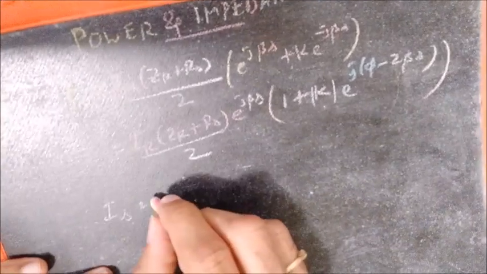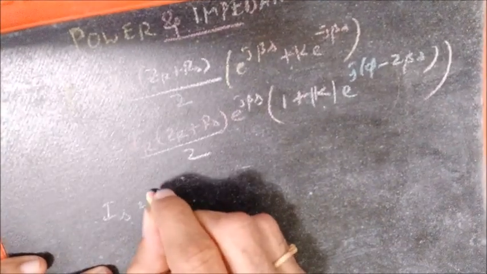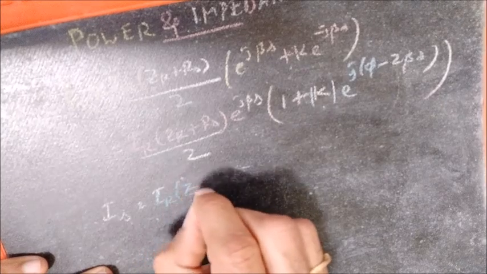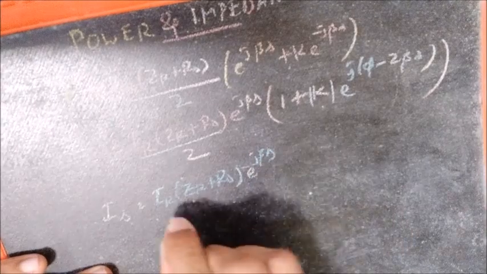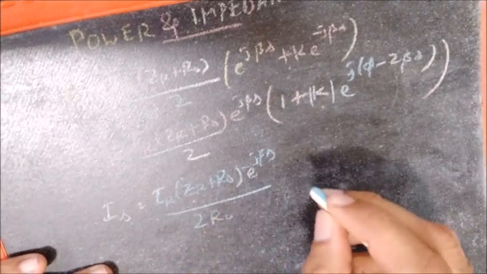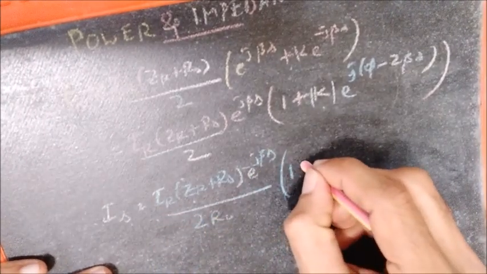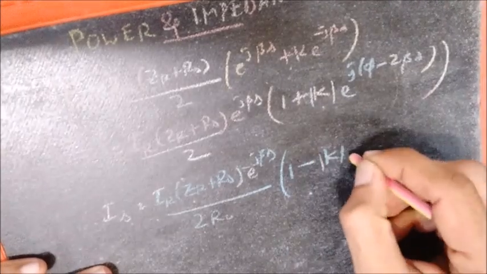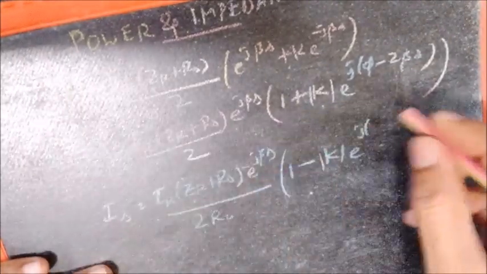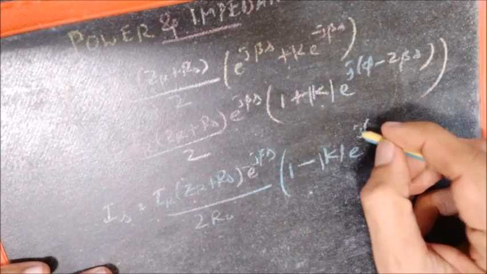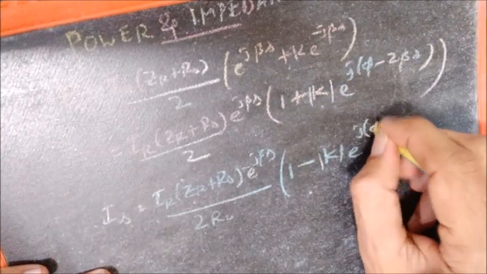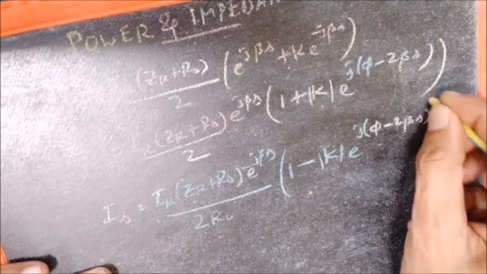the current at any point on the transmission line can be expressed as, divided by 2R naught, 1 minus magnitude K e raised to j (phi minus 2 beta s). You have the current expression earlier. I just have manipulated it the same way as I did the voltage expression.